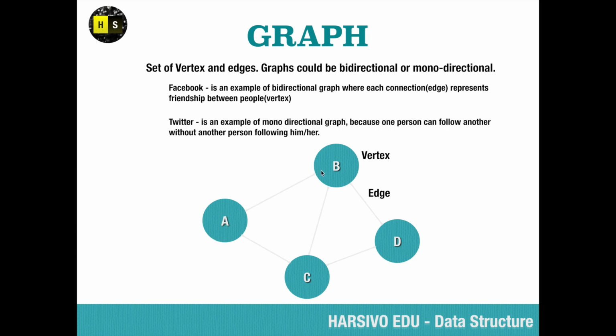I'm sorry, I get mixed up with these terminologies. Bidirectional means you both are following each other, and monodirectional means one person is following another person, and the other person is not following back the first person. So Facebook is a bidirectional example of our graph data structure, whereas Twitter is a monodirectional example of our graph data structure.